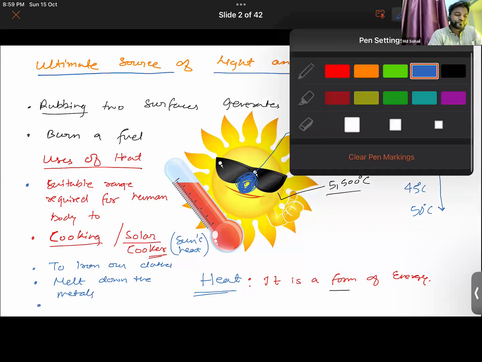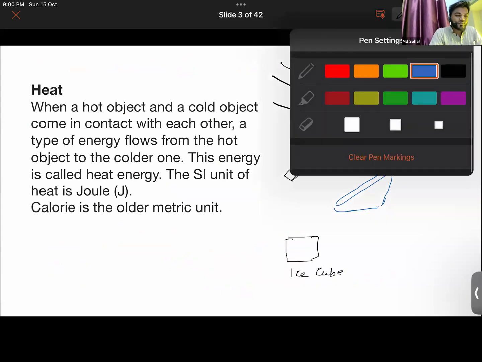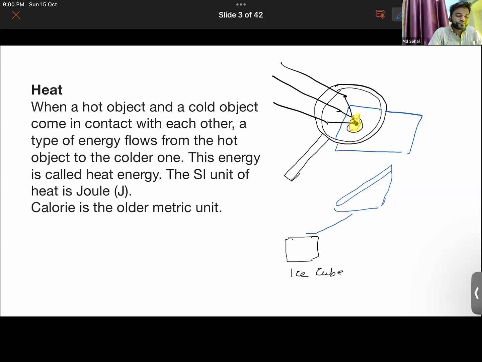Now, when we touch a piece of ice cube, why does it feel cold? If you were to touch it, why does it feel cold?